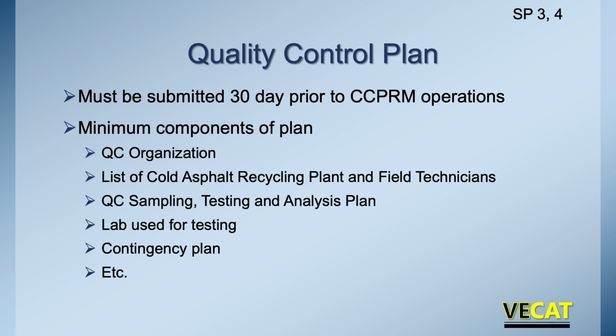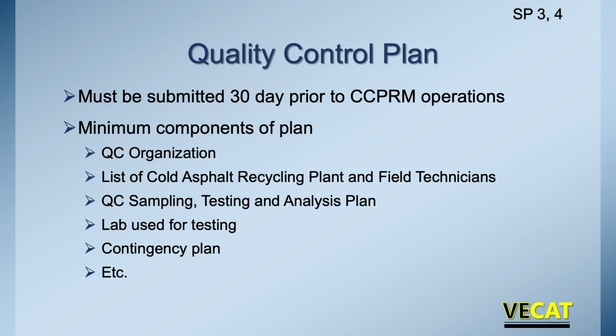And what would happen if something goes wrong? What happens if the material doesn't meet spec? What happens if a freak rainstorm shows up? You need to have a contingency plan in place for various scenarios to how you would be handling it. And then last but not least, you can have more in your quality control plan. These are just the minimums in the special provision that a contractor must submit prior to starting operations for review by the department.